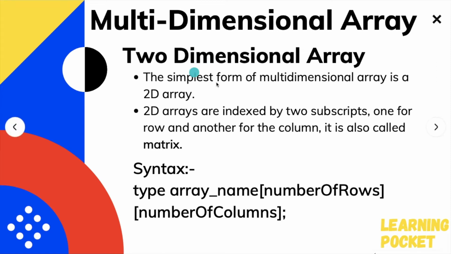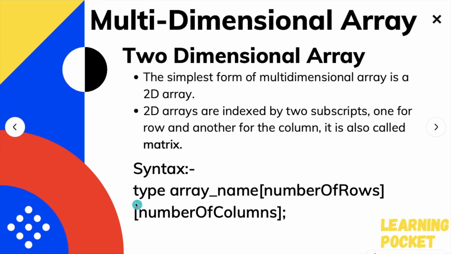Okay, so 2-dimensional arrays simply mean we'll be having 2 dimensions. Just like we store data in a matrix or a table, similarly we are going to do that in here. 2-dimensional arrays are indexed by 2 subscripts, one for row and another for column. It is also called a matrix.